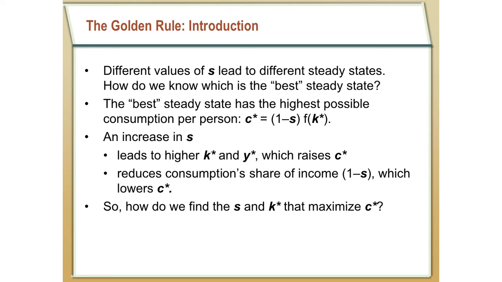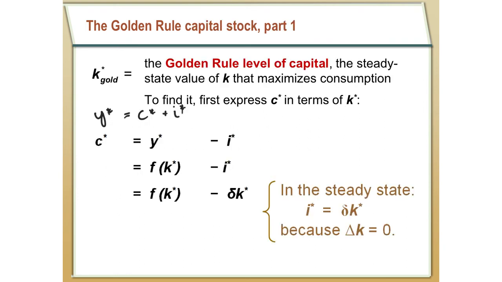So the rule that gets us to this maximized C star is called the golden rule. So a little bit of notation here. This K star gold is the particular steady state capital stock that leads us to this optimal level of consumption. So we're going to call this K star gold the golden rule level of capital. So in order to find this maximized level of consumption per worker, we're going to go right back to one of the initial equations we talked about in this model, the national income identity. So Y is equal to C plus I. In other words, there's only two things we can do with Y. We can either consume it or we can invest it in this model.